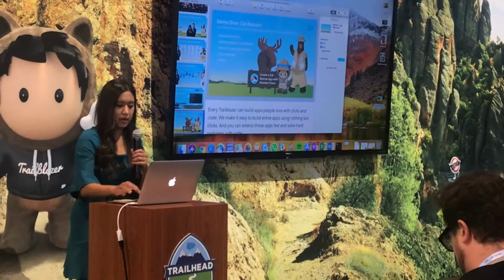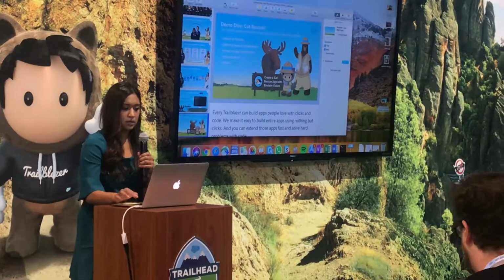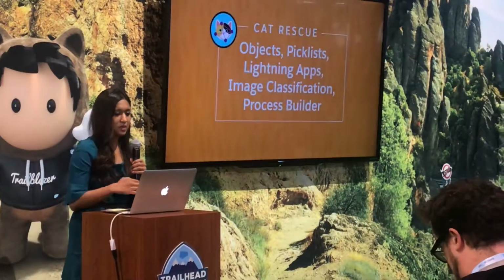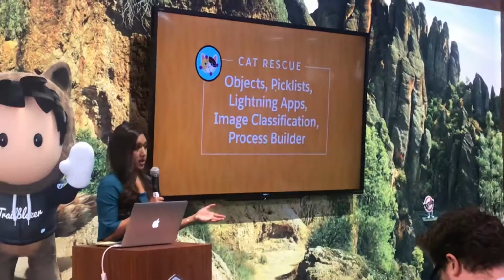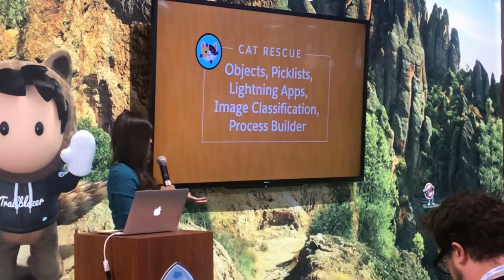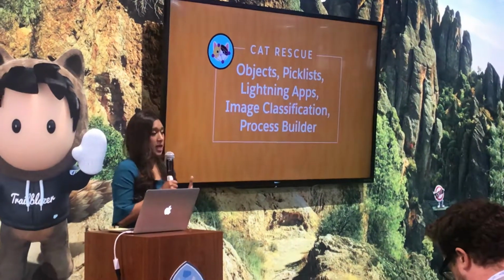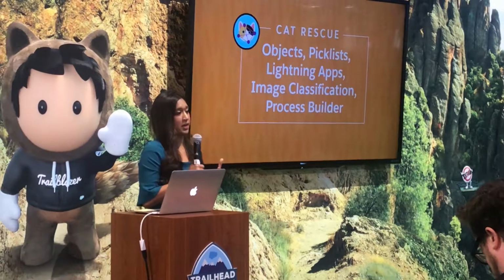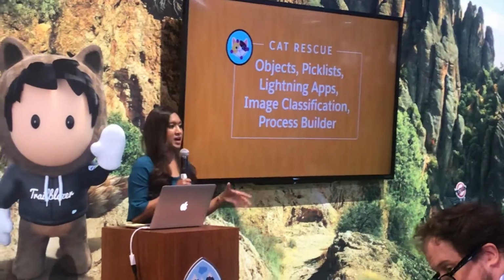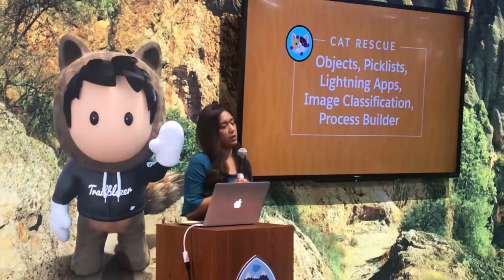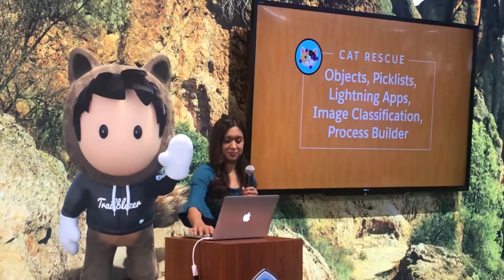Now going back to the slides. We learned a few things today. The first is what an object is, how to create a custom object, how to build a pick list, and how to bring that all together in a beautiful Lightning app. Then we also learned how to use Einstein Vision and also using Process Builder.